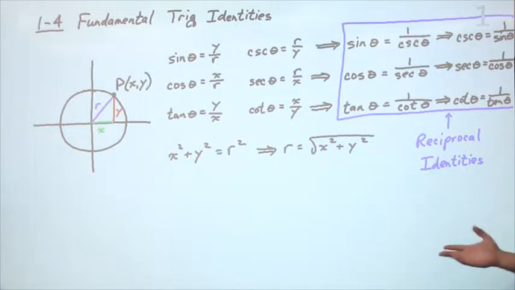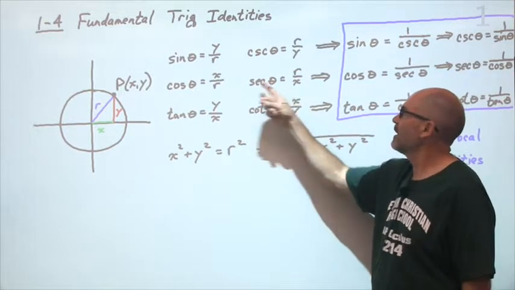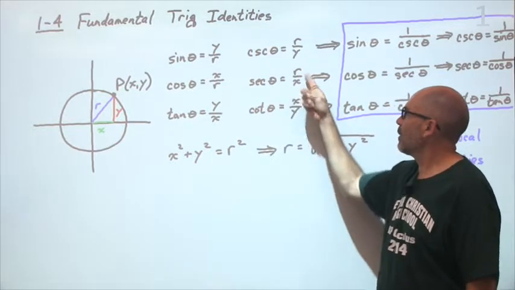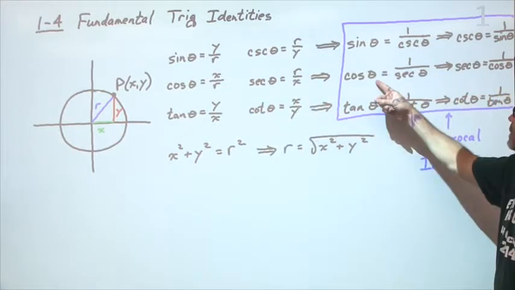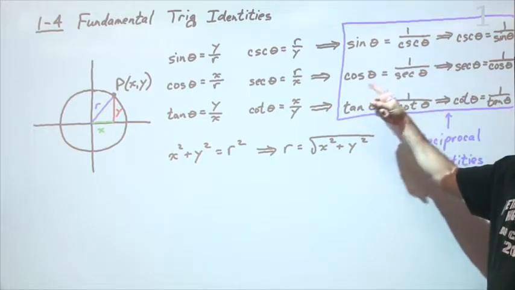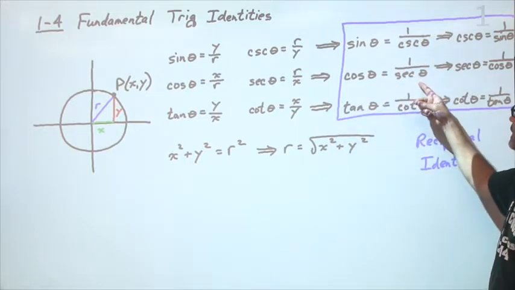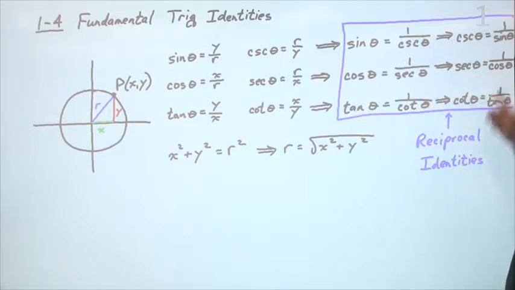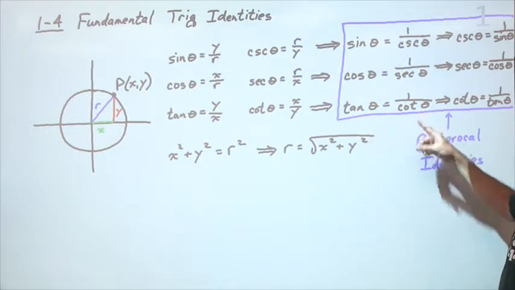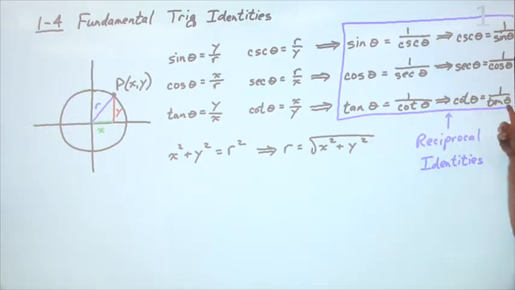Now we can do the same thing with cosine and secant. Since cosine is x over r, and secant is r over x, then cosine and secant are reciprocals. In other words, cosine theta equals 1 over secant theta, and secant theta equals 1 over cosine theta. And then tangent theta equals 1 over cotangent theta, and cotangent theta equals 1 over tangent theta. These are the reciprocal identities.